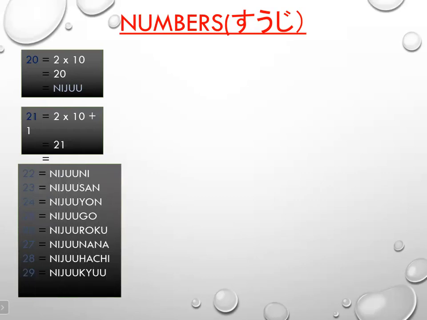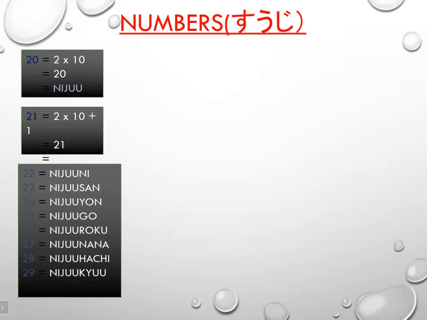Now, from this formula, like 20 plus 1, 20 plus 2, 20 plus 3, we will make all the other readings till 29. 20 is ni ju. So 20 plus 2 is ni ju ni. 20 plus 3 will be ni ju san.